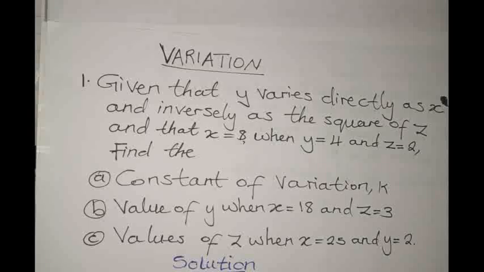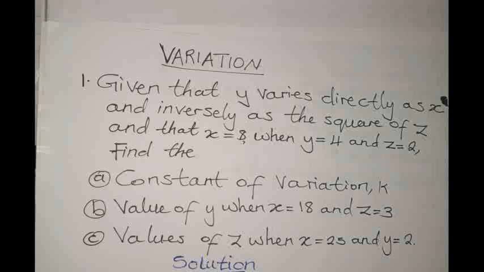Hi, today we're going to look at how to solve questions under variation. Question 1 reads: given that y varies directly as x and inversely as the square of z, and that x is 8 when y is 4 and z is 2, find the constant of variation.